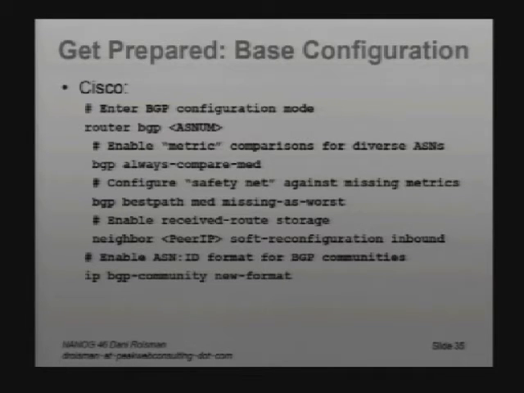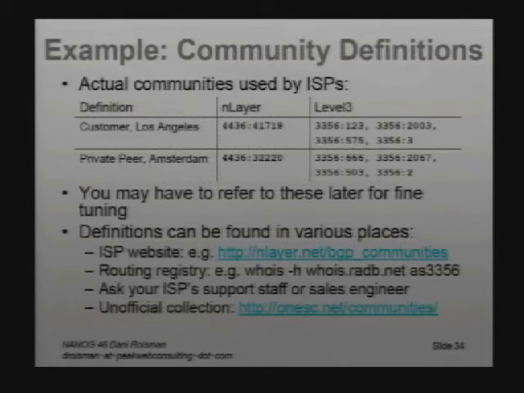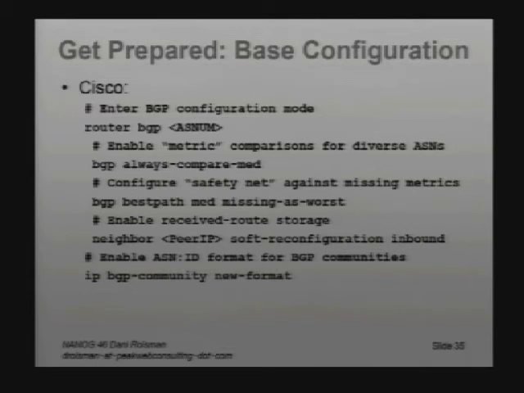Also on Cisco, you need to enable the ASN:ID format, like I showed you here, 3356:123. By default, still today in the year 2009, Cisco doesn't show you communities that way. They use the older long string format. Go ahead and just type ip bgp-community new-format, so you can read communities in a human-friendly format.